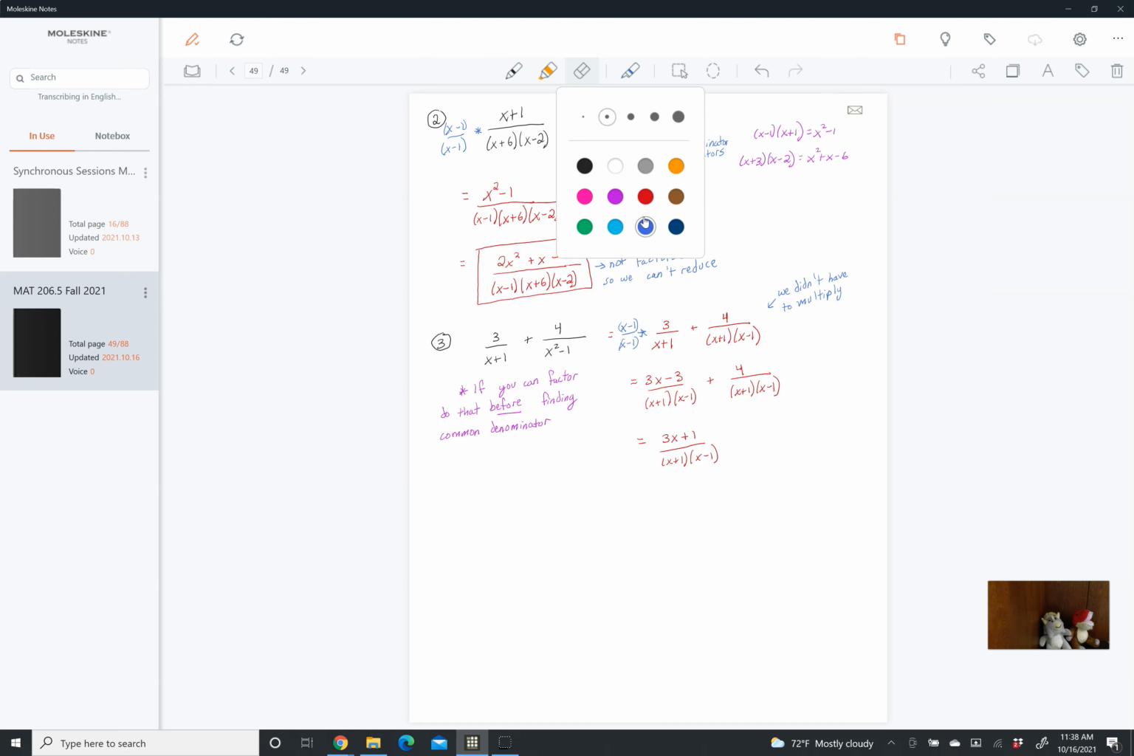So we didn't have to multiply by anything, because this denominator already has x plus 1. And 3x plus 1 is not factorable, so this is our final answer. Nothing can be canceled.